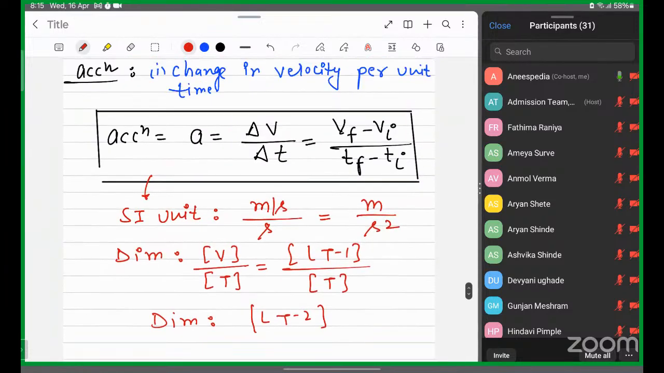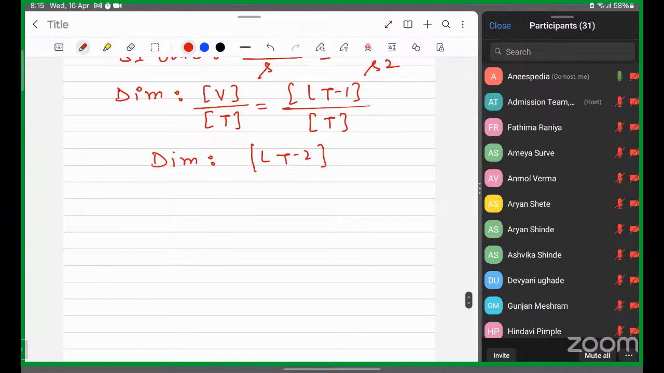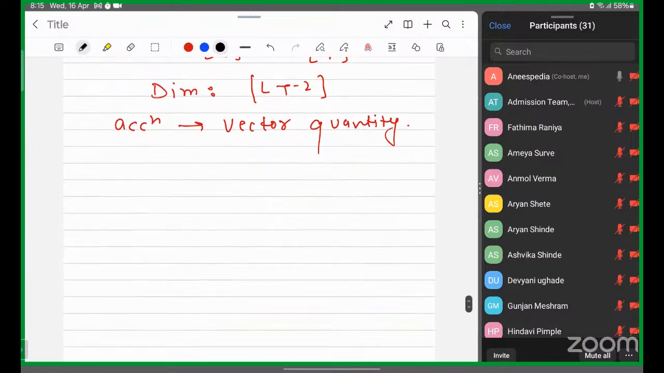What will be its nature? Is it scalar or vector? Acceleration is a vector quantity. Understood or any doubt? Yes.